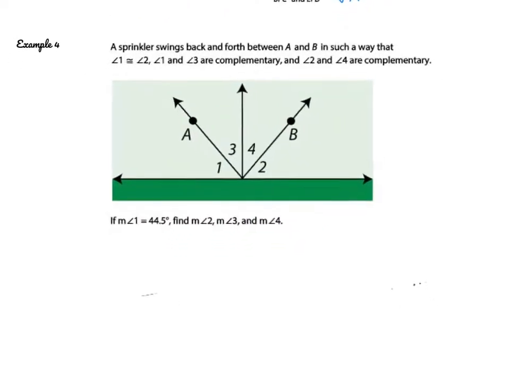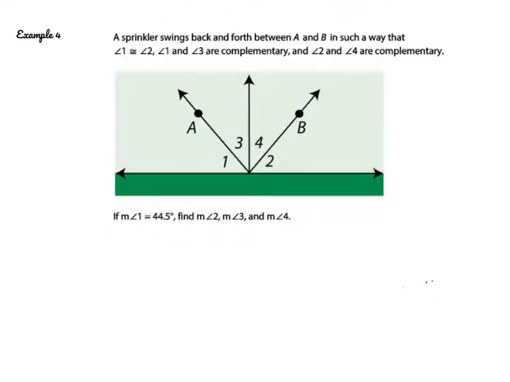Okay, let's move down to this last example. So here we're told that a sprinkler swings back and forth between A and B in such a way that angle 1 is congruent to angle 2. So I'm going to show that with little arcs. And angle 1 and 3 are complementary, which means that they make a right angle. So I can show that with a little box. And I know that angle 2 and 4 are also complementary.